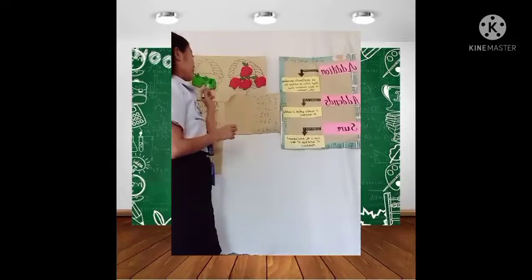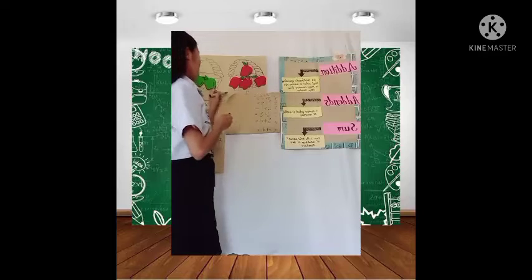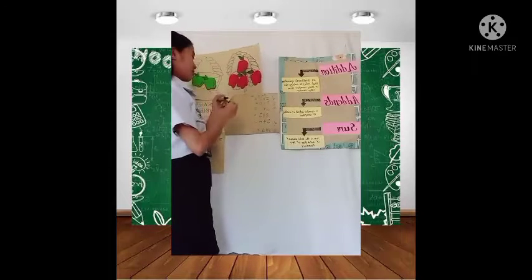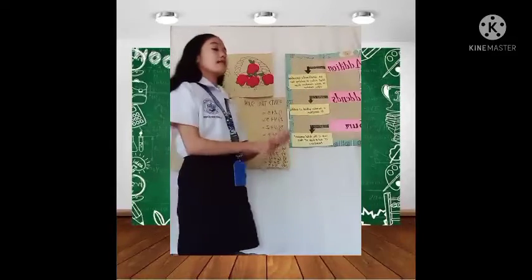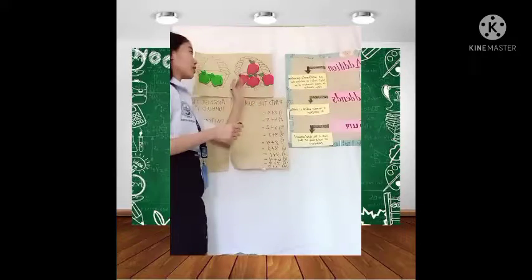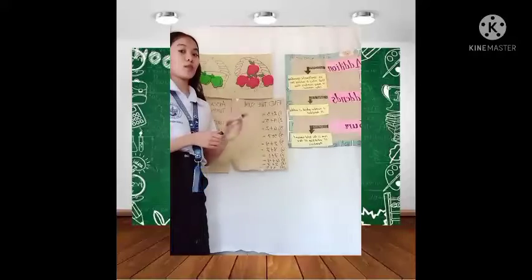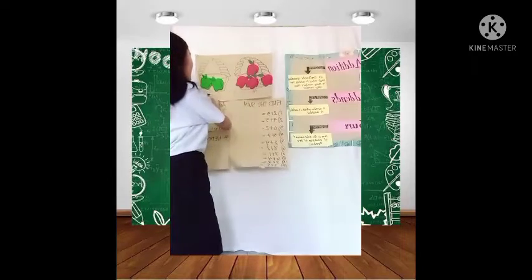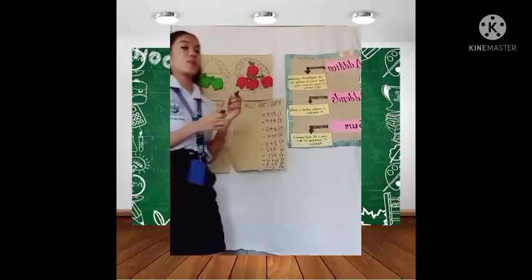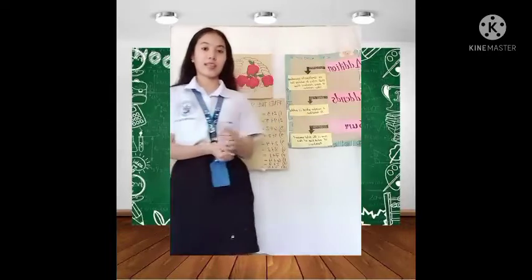So 4 plus, now let's add them together from both left and right. 4 plus 2, 4 added to 2 is equal to 6. So there are 6 apples in the baskets.